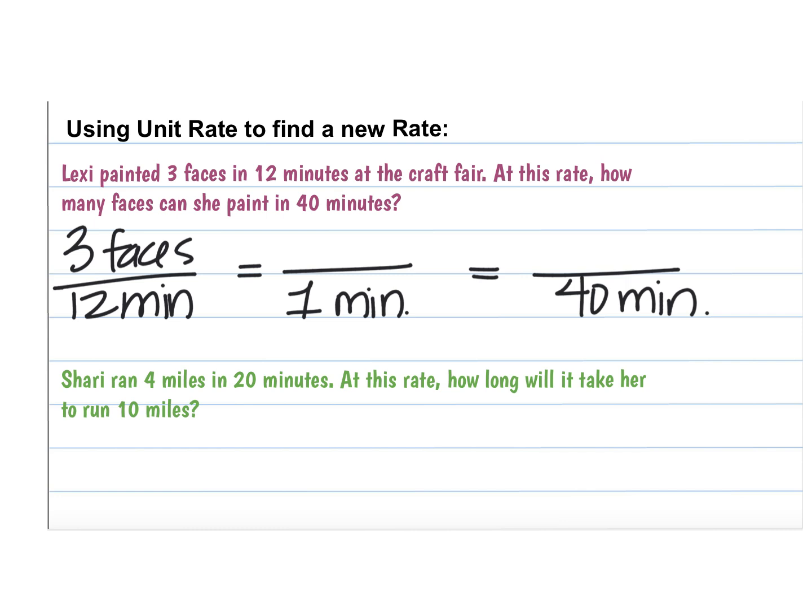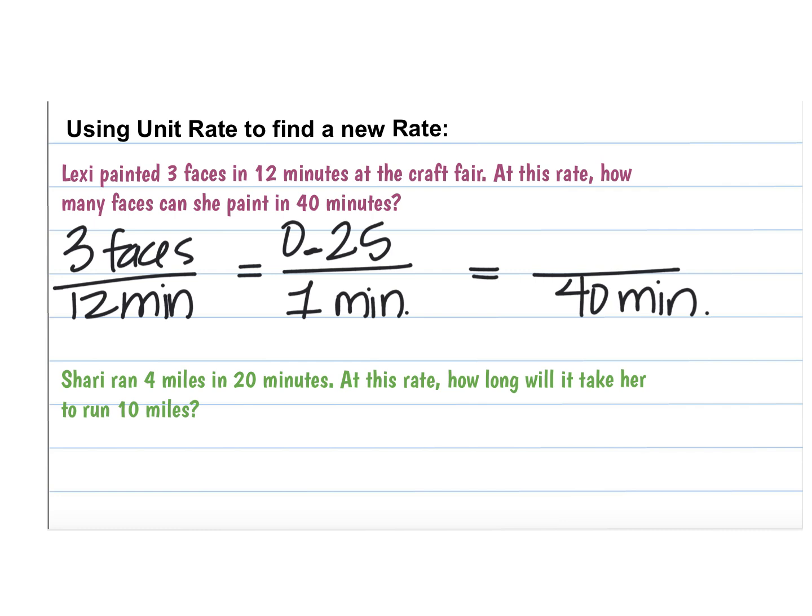So we would do, remember, we take our numerator divided by our denominator. So I would do 3 divided by 12. And yeah, it's going to get me a fraction, which is weird, but that's okay. So it's 25 hundredths, which is 1/4. So she does 25 hundredths of a face, so 1/4 of a face in a minute.